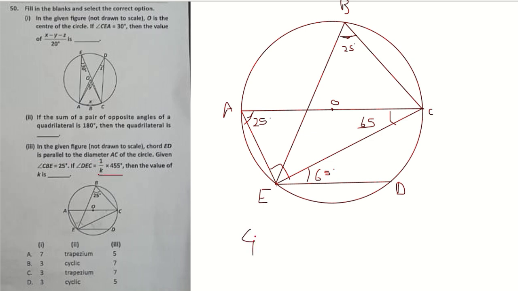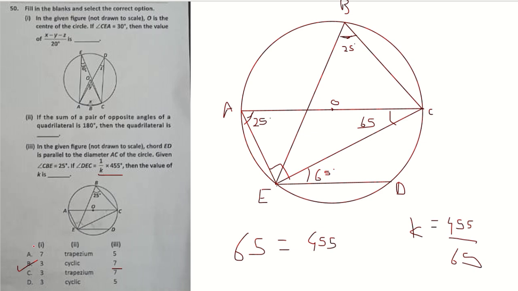So 65 is equal to 455 upon K. Taking K to that side, 65 K is equal to 455 and K is equal to 455 upon 65, which comes out to be 7. So the answer is option B, cyclic and 7.